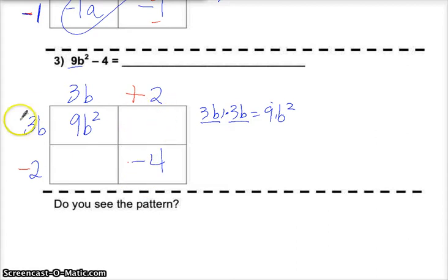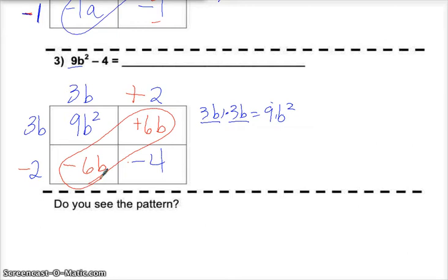If we filled in this box, 3b times +2 is +6b. 3b times -2 is -6b. And when we add these together, what happens when we add -6b plus +6b? The b's cancel, which is why we don't have a b term up here. We just have this first term of 9b squared and the second term of -4. So here is my answer, 3b plus 2 times 3b minus 2.